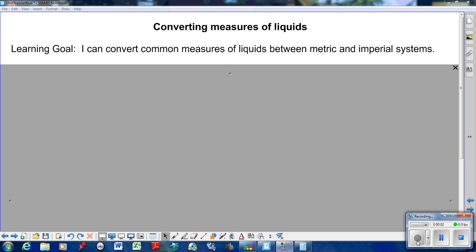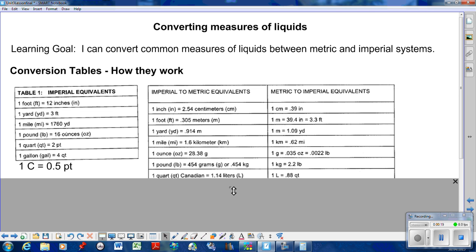Hello and welcome to today's lesson on converting measures of liquids. So the learning goal, I want you to be able to convert common measures of liquids between metric and imperial systems. So this is going to be somewhat new because we didn't cover these types of conversions in the grade 9 course. And you do have a conversion chart.